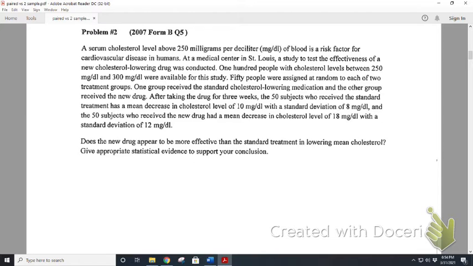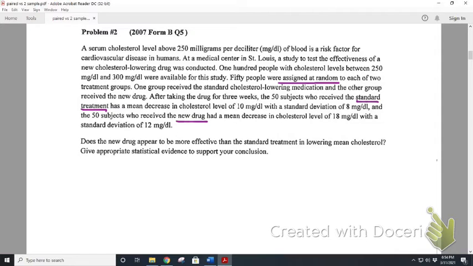So hopefully you've read it and you see that we're studying cholesterol. Looks like we are comparing a standard drug and a new drug right there. So there were 100 people with high cholesterol levels available, and they did random assignment. So they talk about that right there. So 50 people went to each of the two treatment groups, and they give us all the statistics. We see the mean, we see standard deviation for each.